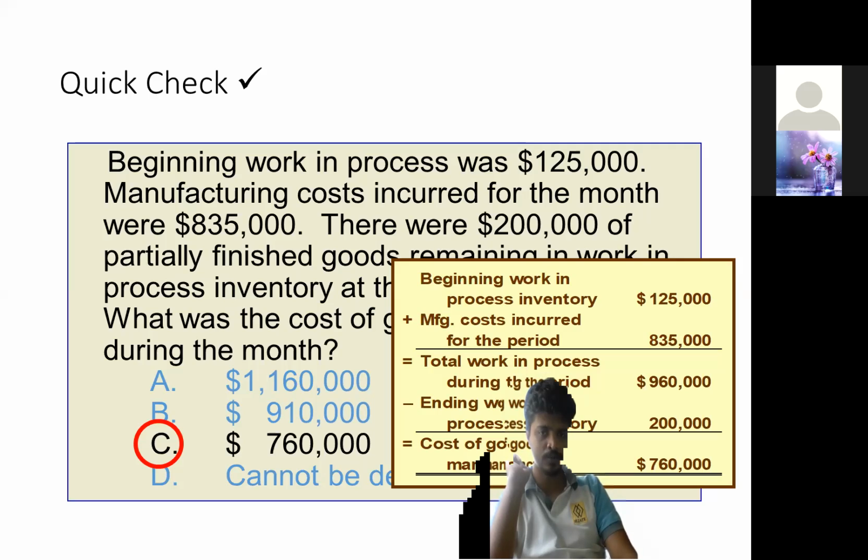You need to do it like this. We simply talked about it now: to the total manufacturing cost, we need to add opening work in progress and deduct closing work in progress. We need to add opening work in progress. We need to deduct closing work in progress. Right? Yes, the answer should be 760.